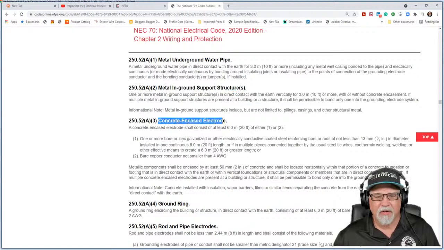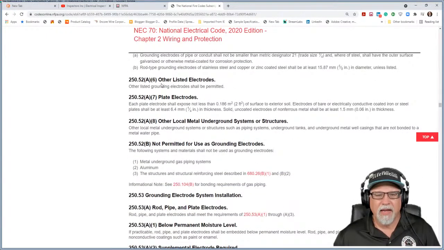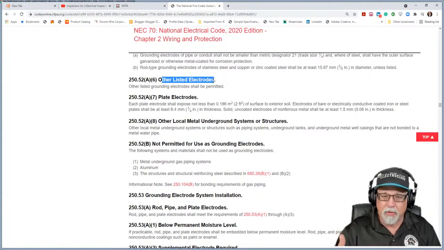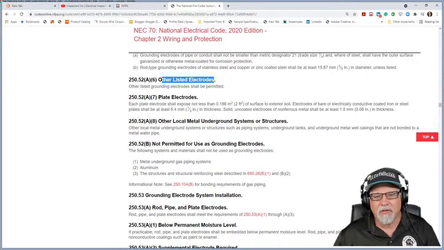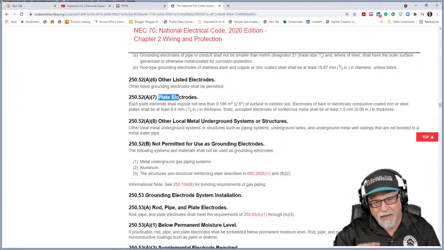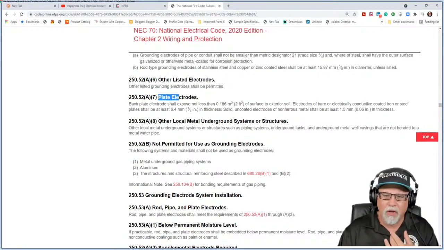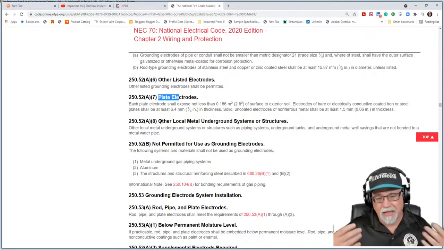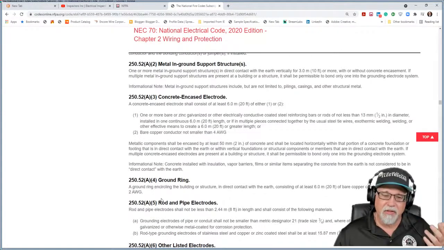You have a concrete-encased electrode. We have ground rings. We have rod and pipe electrodes, and he's talking about a ground rod. And we have other listed electrodes, which means somebody creates one that's listed. It might be a type you pour chemicals in, or whatnot. It's a certain style. If it's listed as an electrode, you can use it. You have plate electrodes, again a 2-foot square surface that's exposed to the exterior soil. There you go, that's an electrode. And of course, you have other local metal underground systems. You could have a well system, other piping systems, an underground metal tank, again in contact with the earth. So you have these other options. Hardly ever see these used, but what we do see commonly is ground rods.